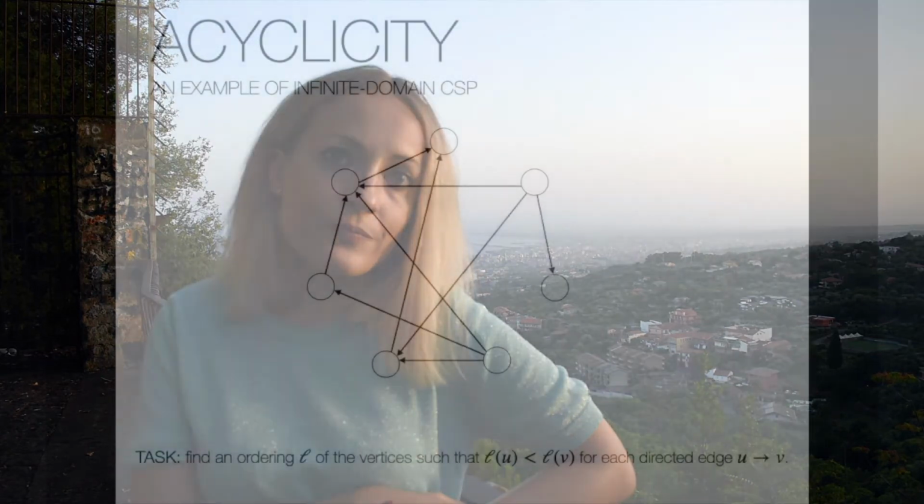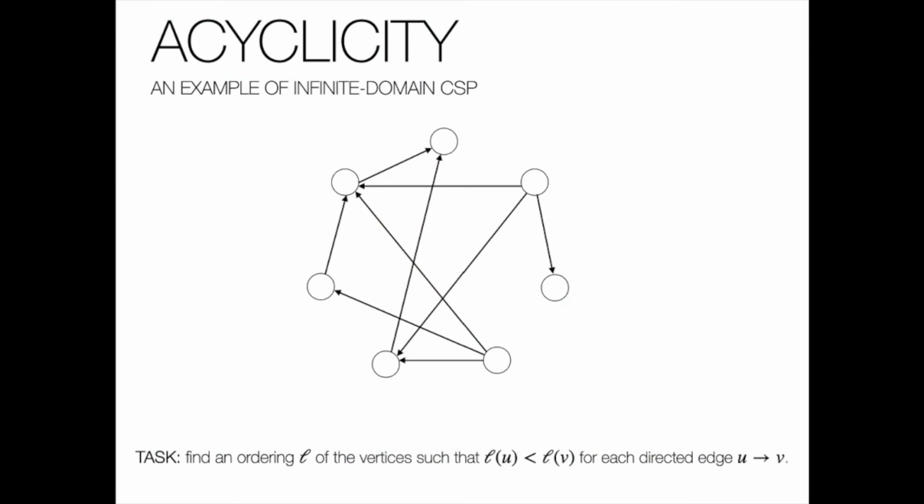Now I will give the formal definitions of infinite domain constraint satisfaction problem, promise constraint satisfaction problem, and valued constraint satisfaction problem, together with examples that motivate these notions. Our first example is the acyclicity problem. We are given a directed graph, and the task is to find an ordering L of the vertices such that L(u) is smaller than L(v) for each directed edge u to v. This is an example of infinite domain CSP.